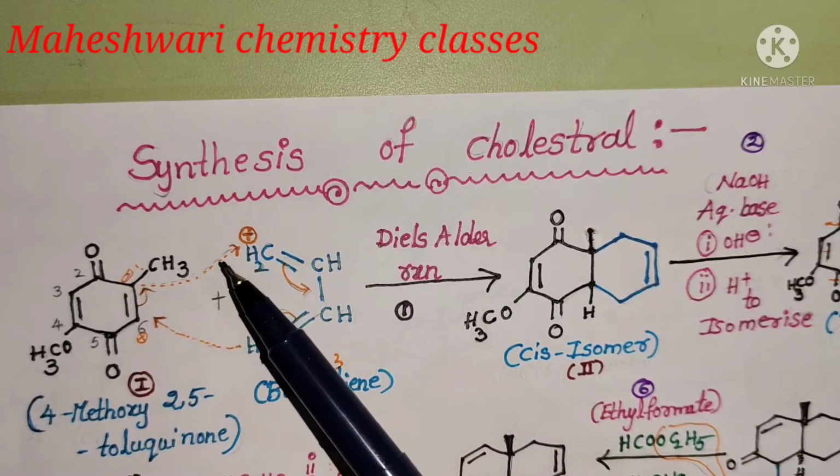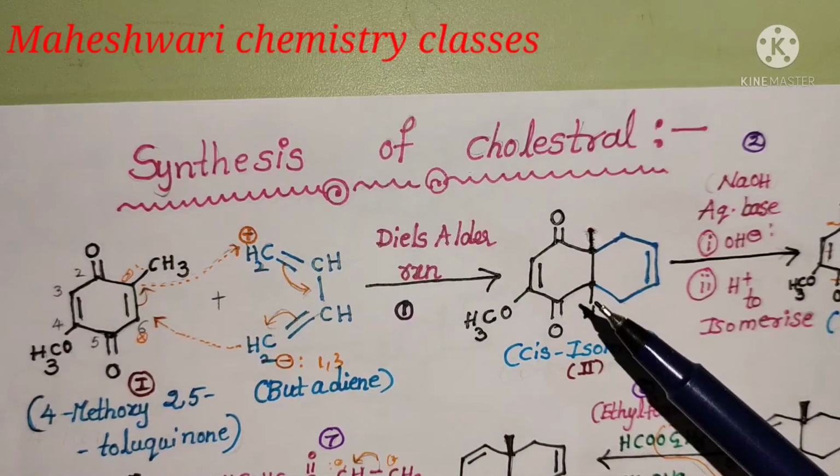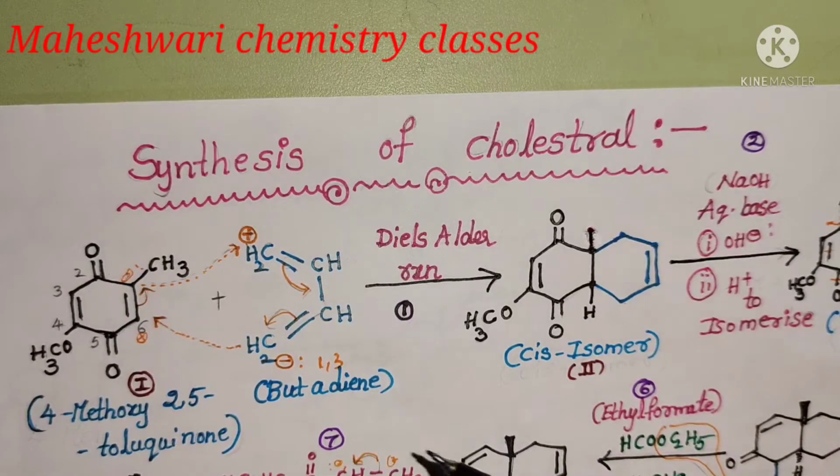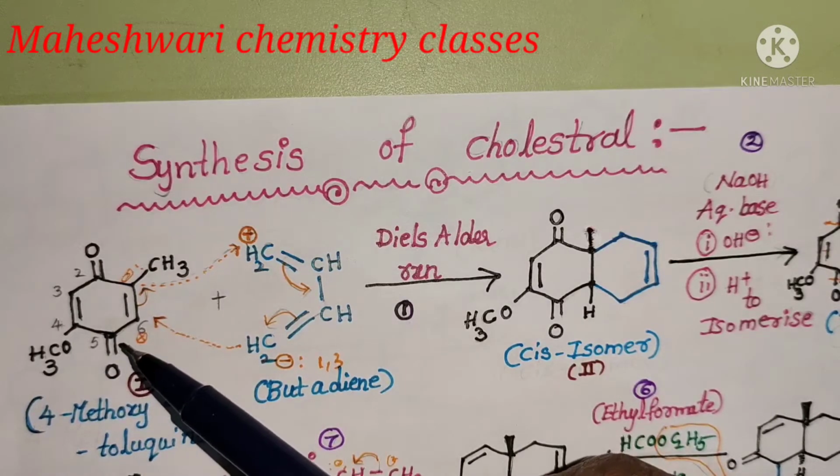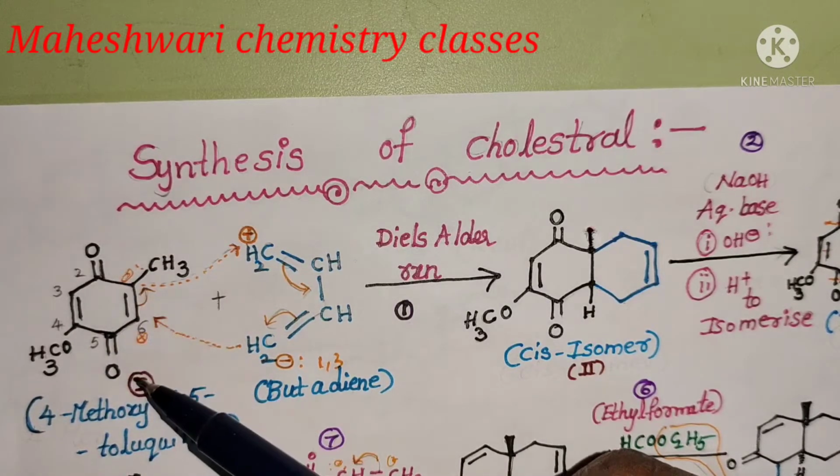Hi, today our topic is the synthesis of cholesterol. For this purpose, the first main compound is 4-methoxy-2,5-toluquinone. At the fourth position, a methoxy group is there. These 2,5 positions are quinones.